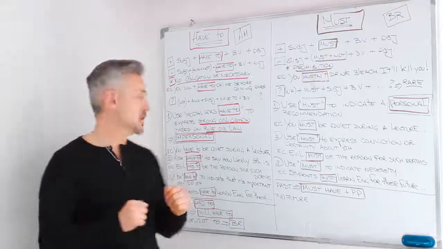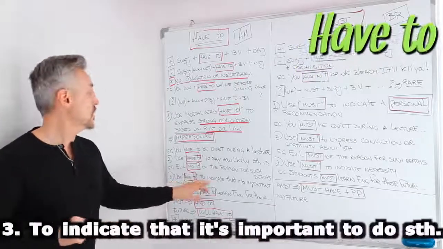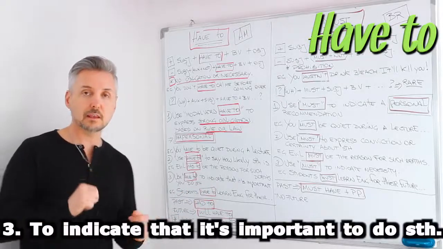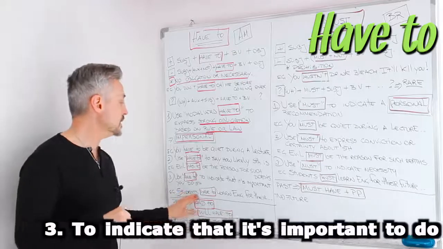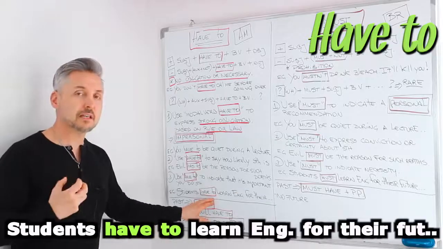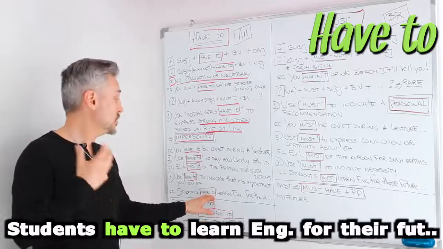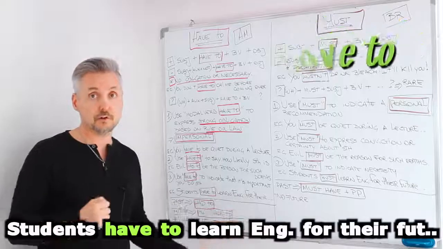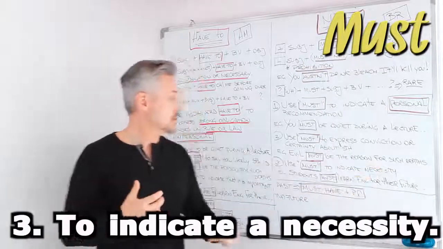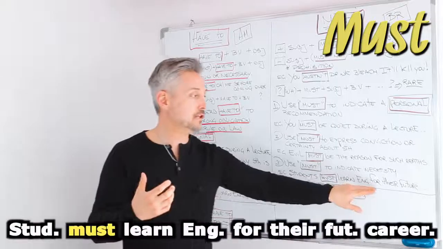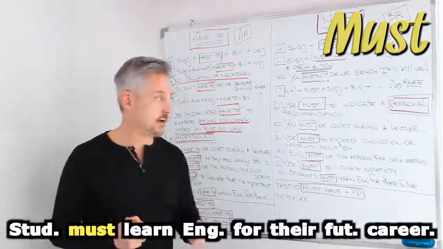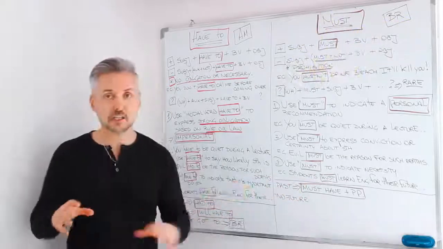Now, the third usage is for have to to indicate that it's important to do something. For example, the introductory example was, students have to learn English for their future career. By this example, I'm saying that it's important for students to learn English for their future careers. Instead, if I use must, it indicates a necessity. So students must learn English for their future career. So it's necessary for students to learn English for their future career. So you can see that it changes meaning.